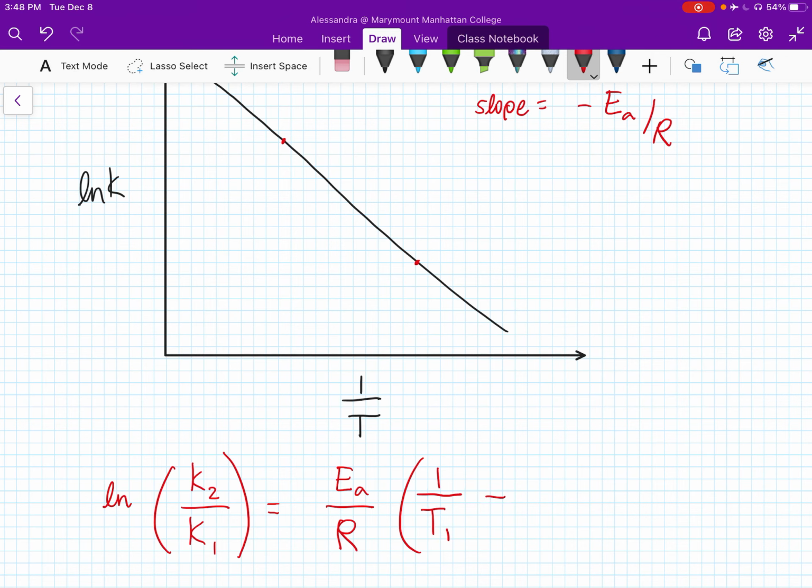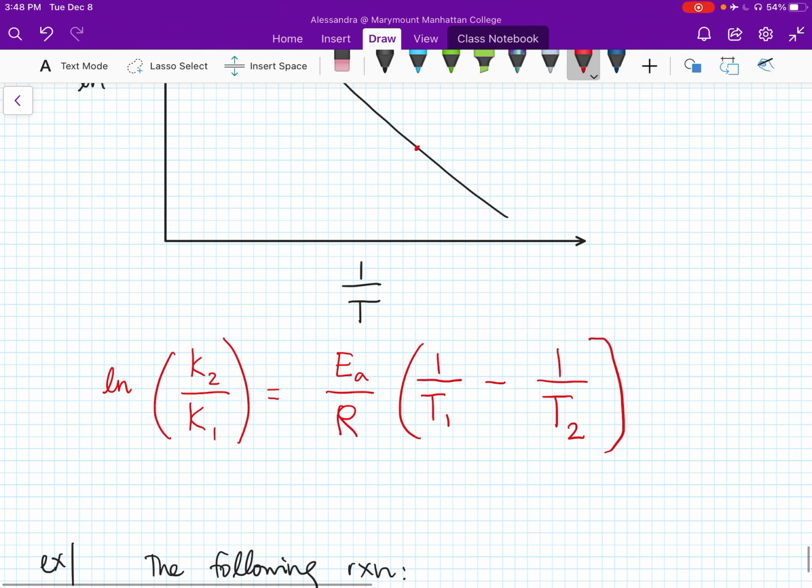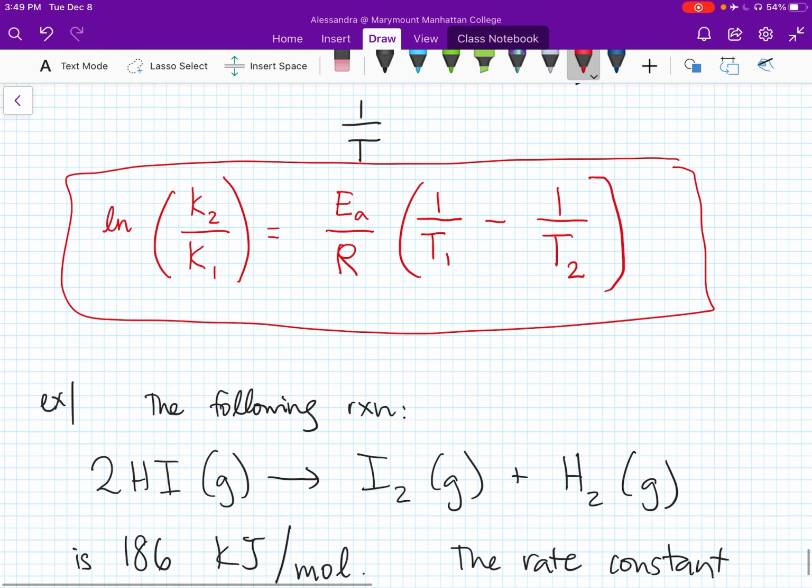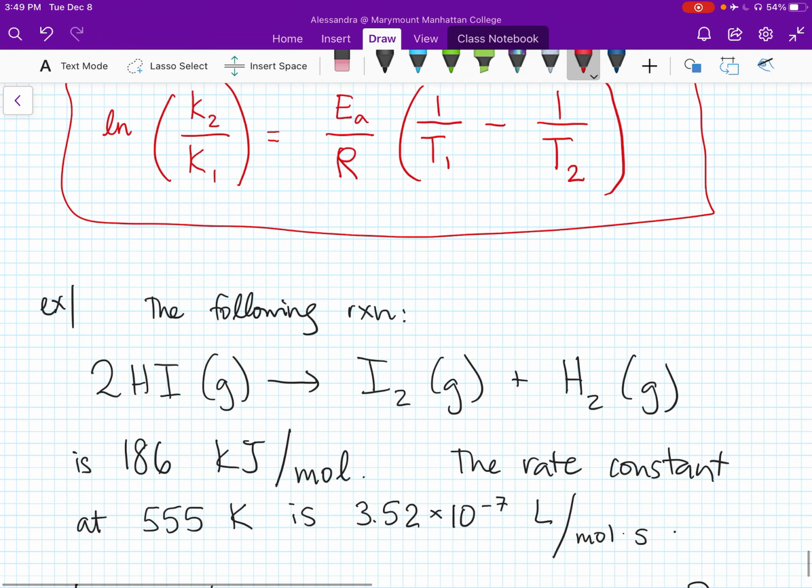So you have to make sure that you use the correct form of this equation where K2 is in the numerator and K1 is in the denominator, and then it's 1 over T1 minus 1 over T2. So this is a really useful form of the equation that you can use to do problems and determine what the activation energy is if you don't know what it is. If you do know the activation energy, you can use it to figure out what the rate constant is, for example. So let's do a practice problem using that equation.